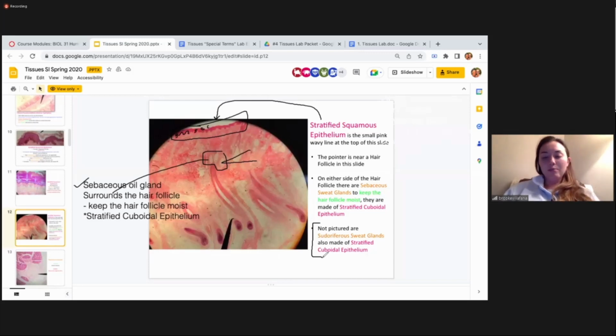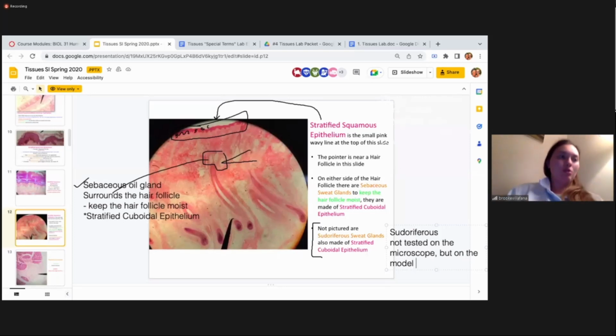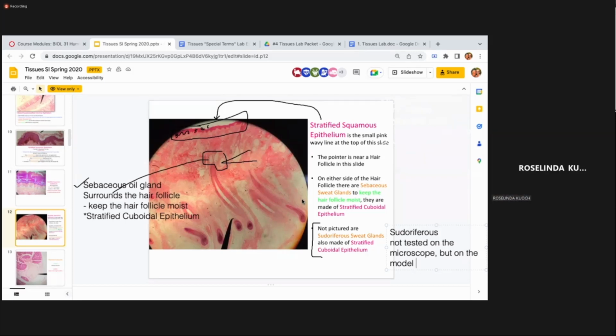We don't really have a picture for you guys of the sudoriferous sweat glands, so you're not going to get tested on the microscope on sudoriferous sweat glands. So sudoriferous, not tested on the microscope. We do have a model, so just be ready to answer about that on the model, but it's not going to be tested on the microscope. Any questions?